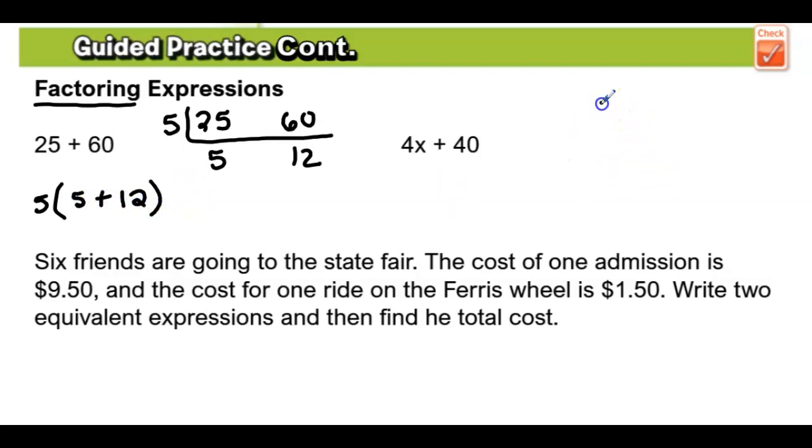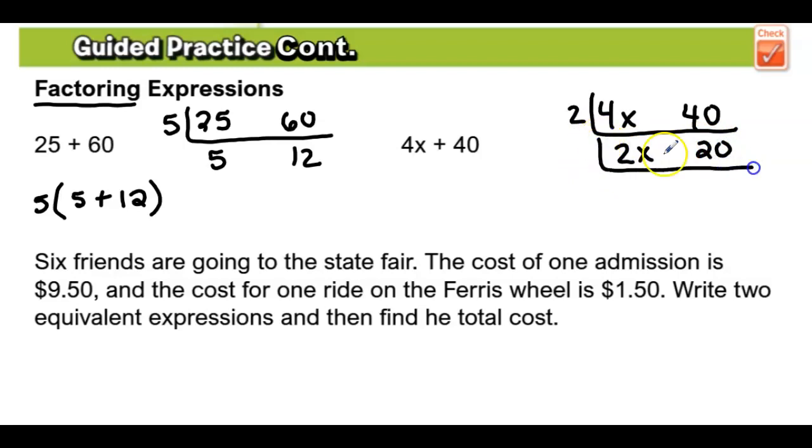Same thing here. I can factor out a 2. I can factor out a 2 again. These 2 numbers here multiplied together will give me the GCF. So 4 can be factored out of this expression. And I'm left with x plus 10.